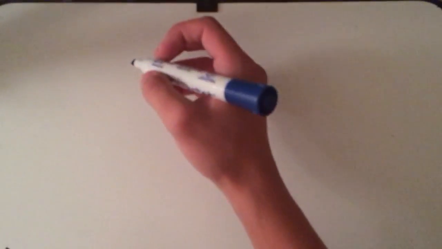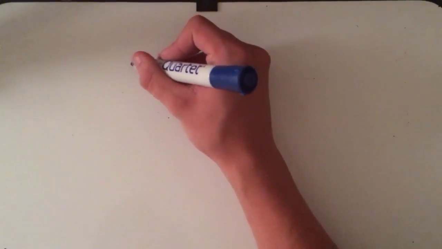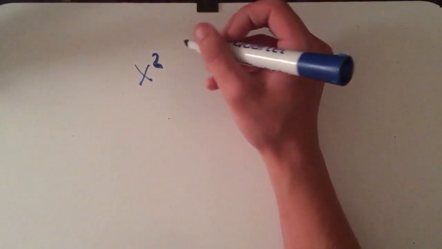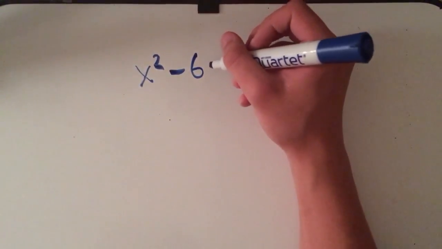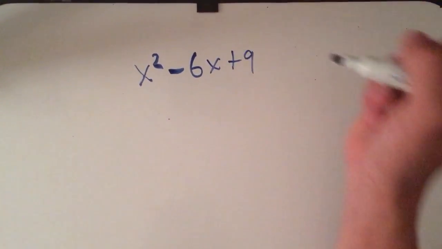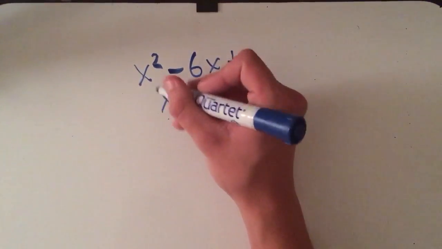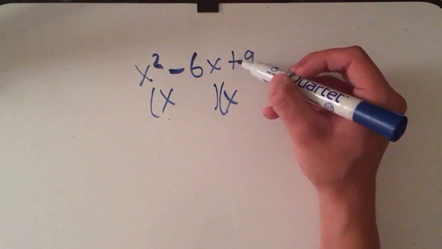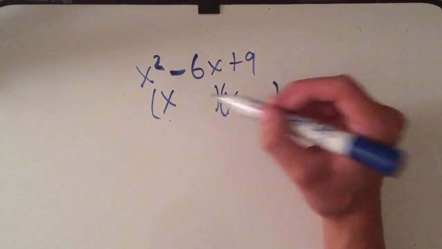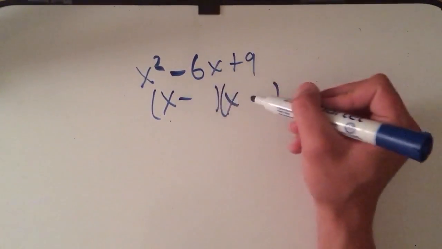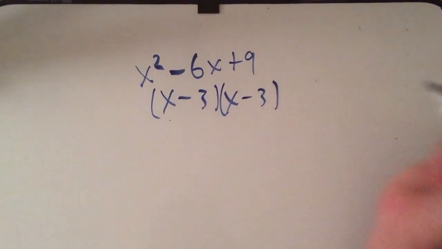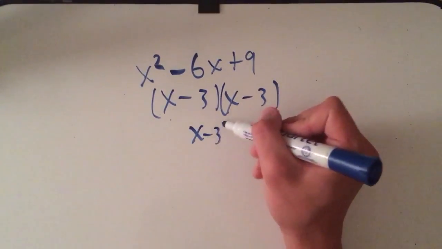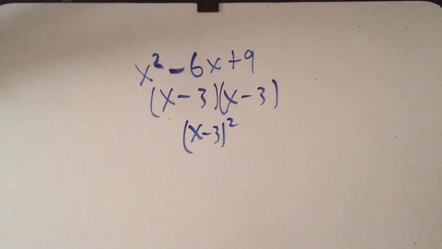So let's just start off with a regular trinomial. As usual, start off with your x's, and then you know it's a positive, which means those two are going to be the same, and they have to add up to a negative, so therefore they have to be negative. And that'll get you that. And there, x minus 3 to the 2. So that is just a trinomial.